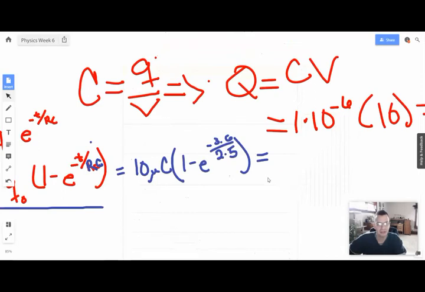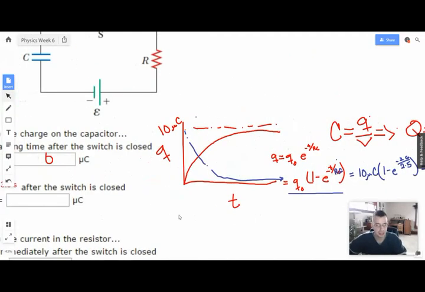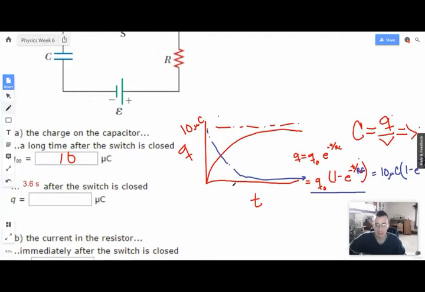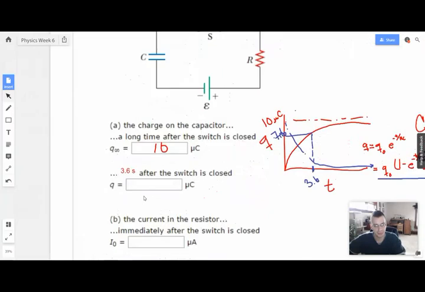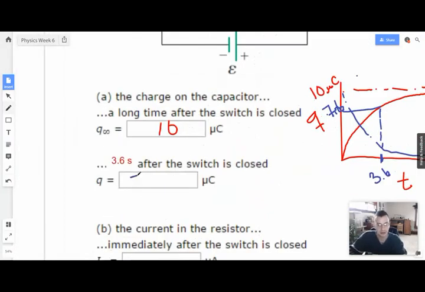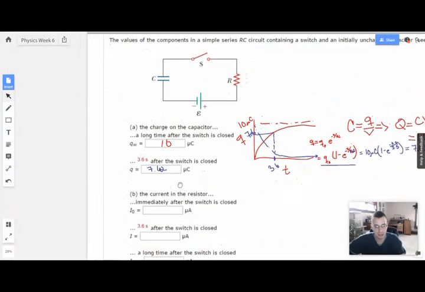I might use 7.632, and this will be microcoulombs. So what happened is, I'm going to say this is right here. This is 3.6 seconds, and we are now at this part of the graph right there, which is 7.6. So here we have 7.62. Excellent.